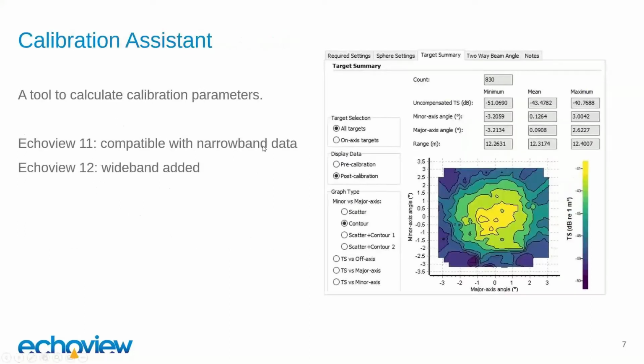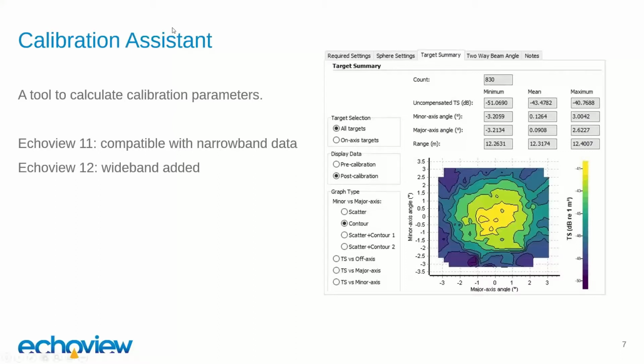So we'll get started by looking at the Calibration Assistant, which we first added in EchoView 11. The Calibration Assistant is a tool to calculate calibration parameters. In EchoView 11, it was compatible with all the narrowband file formats that EchoView supports. And in EchoView 12, we've added support for wideband data.